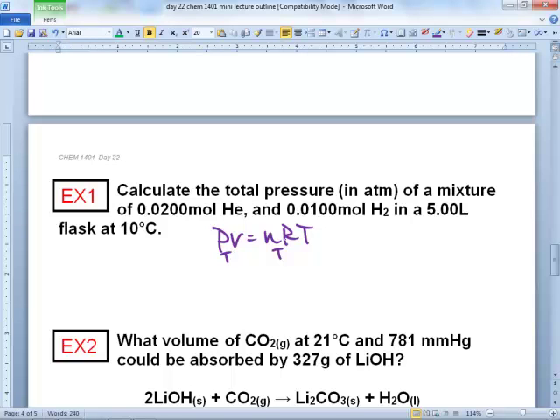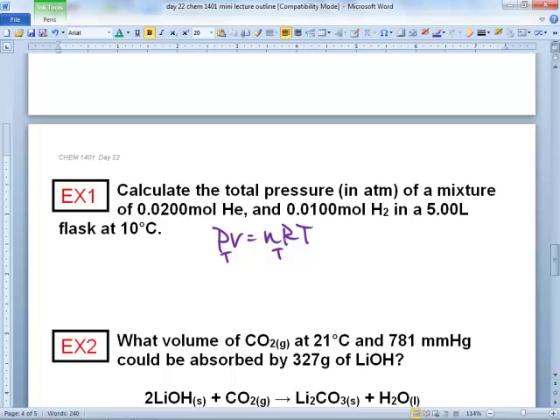Yeah, it'd be the 0.02 plus the 0.01. Okay, so then you get your nT, and you can solve for PT. Just make sure, the only other problem with this problem is to convert 10 degrees Celsius. Make sure that's in Kelvin, right?